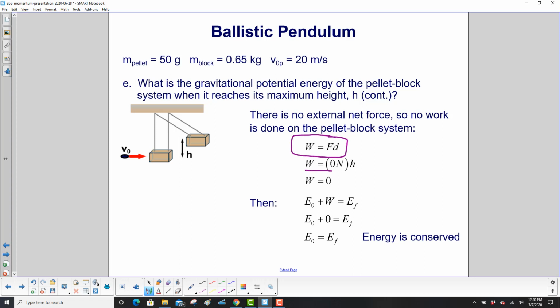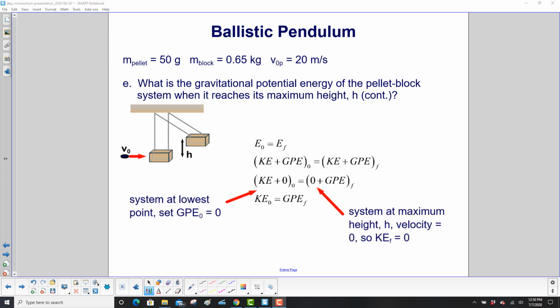So the work is equal to our 0 force times the height. Work is 0. Work-energy equation: initial energy plus work equals final energy. Work is 0, so the initial energy is the final energy. I know we did this last unit with the energy stuff, but it's good to review it. Energy is conserved. Here's our conservation of energy equation. And the two things we're worrying about here are kinetic energy and GPE. We don't have any elastic potential energy because there are no rubber bands or springs.